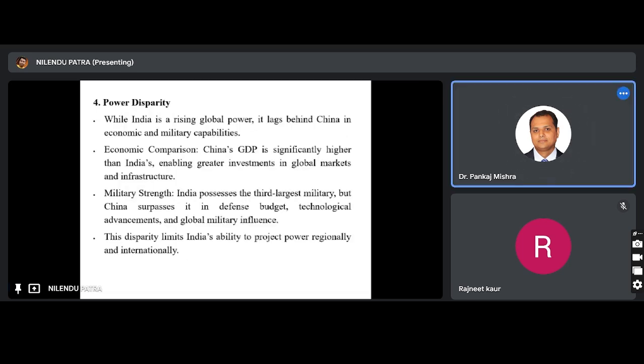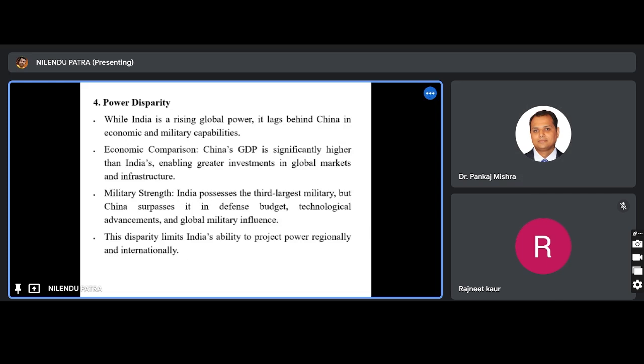Power disparity. While India is a rising global power, it lags behind China in economic and military capabilities. Economic comparisons: China's GDP is significantly higher than India's, enabling greater investments in global markets and infrastructure. Military strength: India possesses the third largest military, but China surpasses it in defense budget, technological advancement, and global military influence. This disparity limits India's ability to project power regionally and internationally.